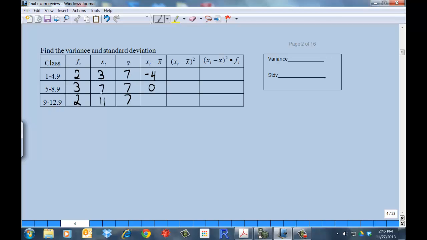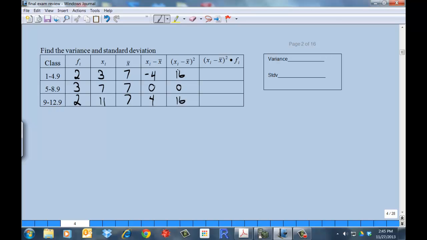7 minus 7 is 0. 11 minus 7 is positive 4. Now we'll go ahead and square these values. Minus 4 squared is 16. 0 squared is 0. And 4 squared is 16. Now we'll multiply. Xi minus x bar squared times fi.